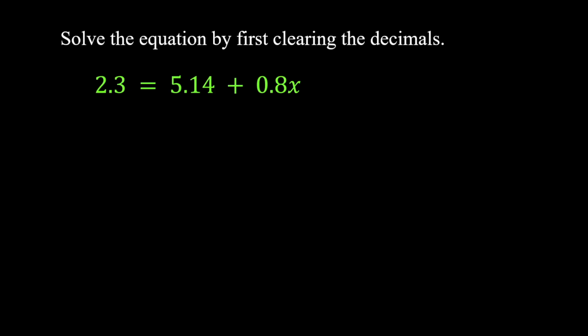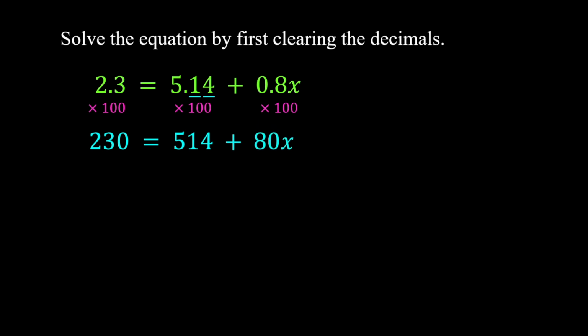We can also solve the equation by first clearing the decimals. Simply multiply every term by the least power of 10 to move the decimal point. In this case, the greatest number of decimal places is 2, so we multiply every term by 100. By moving the decimal points 2 places to the right, we get 230 equals 514 plus 80x.